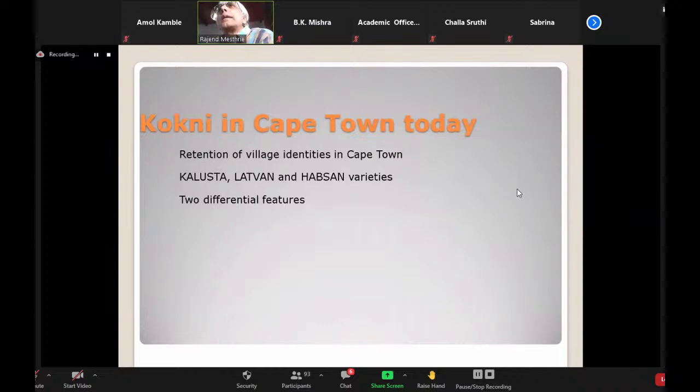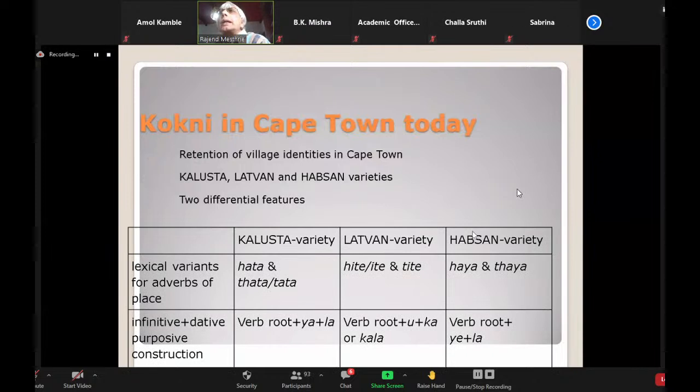We have more or less a Kalusta-aligned variety, a Latvan-aligned variety, and a Hapsan-aligned variety. The Hapsan area is in the Murud, Janjira, Fort kind of area. Latvan and Kalusta are in north and south Ratnagiri district, respectively. So what we're finding is that rather than a koine, a common form forming, people still maintain allegiance to a Kalusta-like variety, a Latvan-like variety, and a Hapsan-like variety. Why is this so? It is an interesting story, but let me first give you the evidence for it, all right?